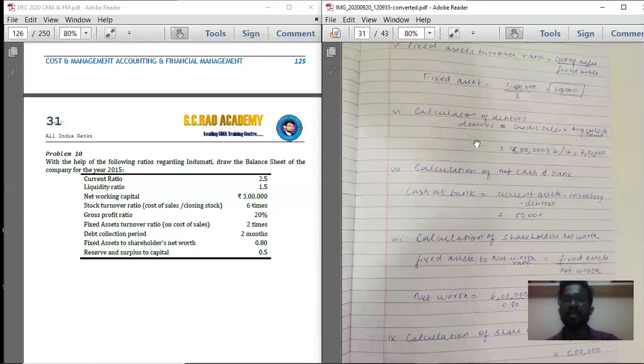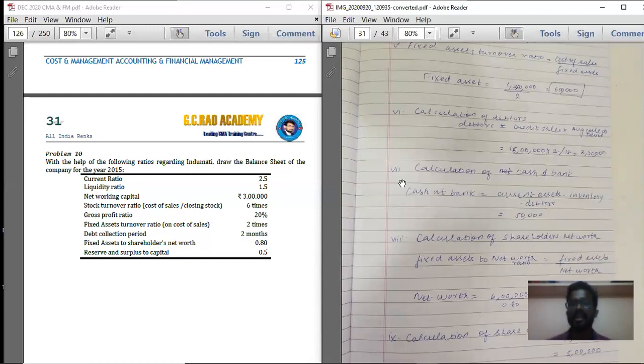So we can easily find what is the cash and bank. As we found, current assets is 5 lakhs. From that, if you reduce inventory and if you reduce debtors, you will get cash and bank. So below that, point number 7, calculation of cash and bank. Cash at bank is equal to current assets minus inventory minus debtors.